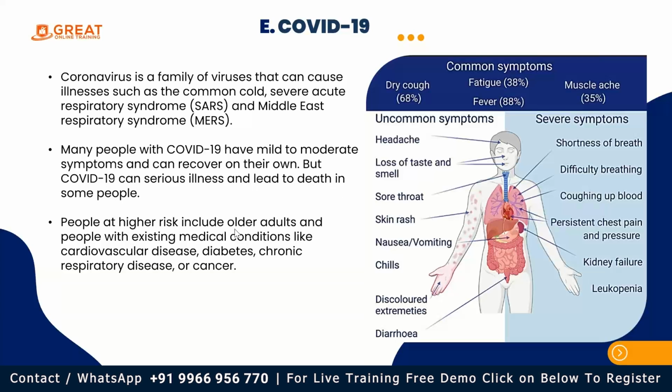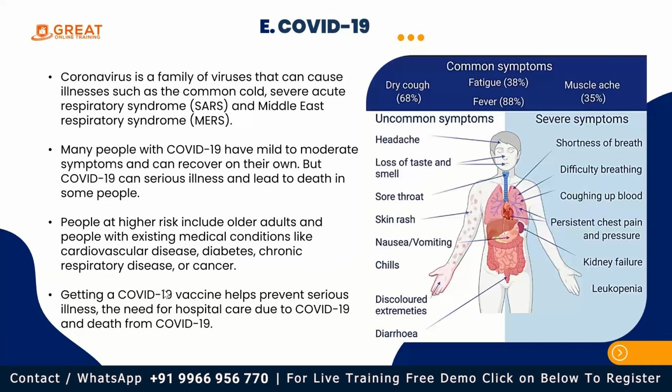People at higher risk include older adults and people with existing medical conditions like cardiovascular disease, diabetes, chronic respiratory disease, or cancer. And getting the COVID-19 vaccine helps prevent serious illness, the need for hospital care due to COVID-19, and death from COVID-19. So it is always better, for any disease, whenever a vaccine is available.